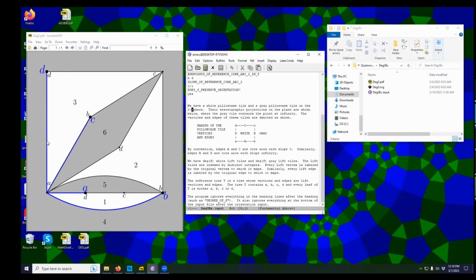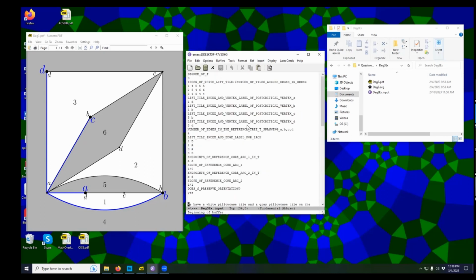This tree provides a kind of frame of reference for identifying our two spheres, and so it's called the reference tree. We have a reference tree with 4 edges. That's what we need for our sketch. So this sketch gives rise to this file over here. This is a standard input file for PF4.